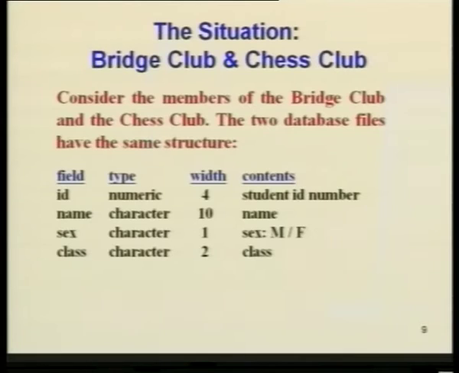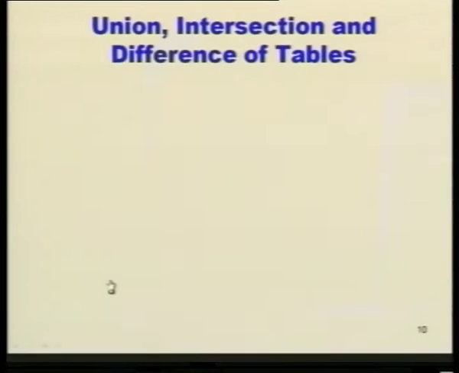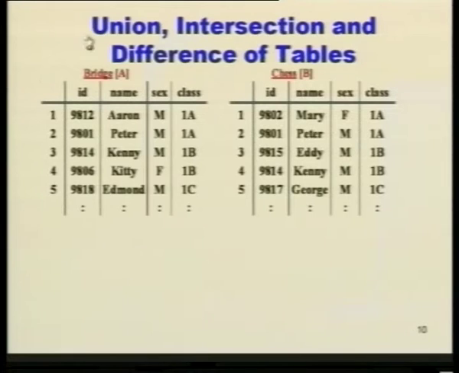Now, let us take an example. Let us assume that you have a bridge club and a chess club, and we want to consider the members of the bridge club and the chess club. The two database files, bridge club and chess club, have the same structure. You have an ID, a name, a sex and a class. Let us assume this is the bridge club, which we call A, and this is the chess club, which we call B.